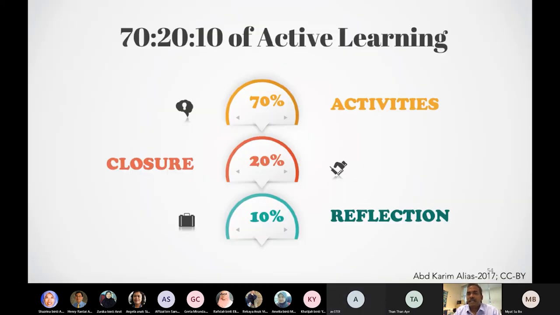So this is a guideline again from Dr. Karim. 70% of activities, 20% of closure, and 10% on reflection. Reflection, basically, it's about summary, whatever you have done, you compile together and then see whether you've learned anything out of this session. Okay. And the activities are the bigger chunk. So something that they do rather than actually see and watch, a passive way of getting the knowledge.